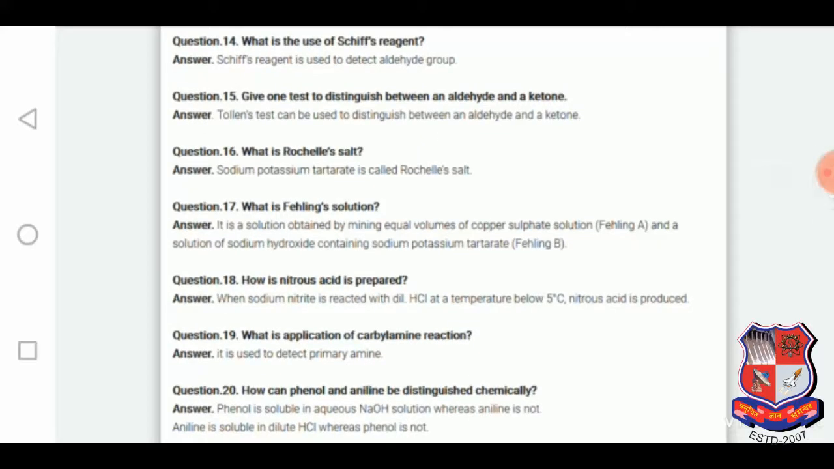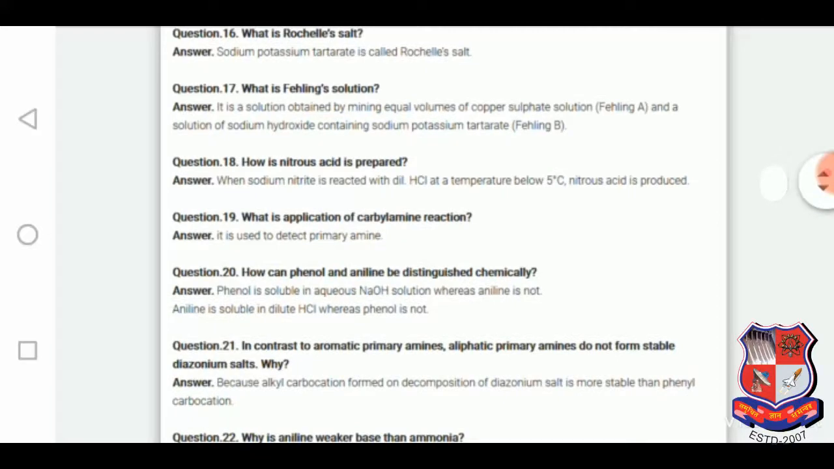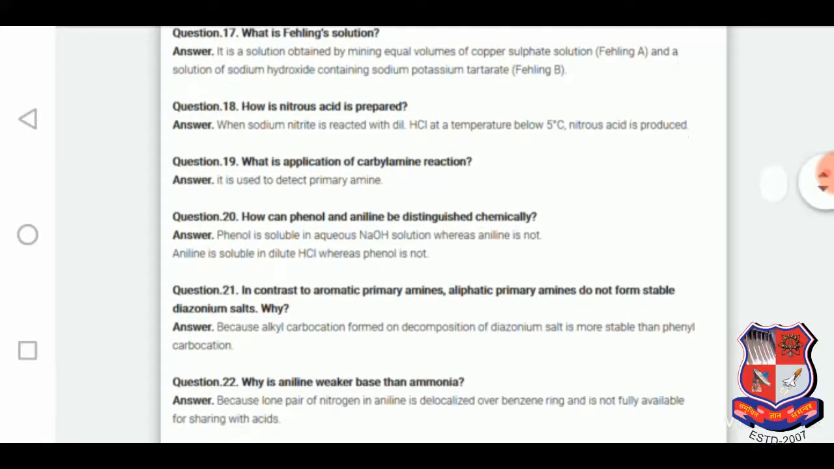What is Rochelle salt? Sodium potassium tartrate is Rochelle salt. What is Fehling solution? It is obtained by mixing equal volumes of copper sulfate solution, that is Fehling A, and a solution of sodium hydroxide containing sodium potassium tartrate, Fehling B. How is nitrous acid prepared? When sodium nitrite is reacted with dilute HCl at a temperature below 5 degrees centigrade, nitrous acid is produced. What is the application of the carbylamine reaction? It is used to detect primary amines.